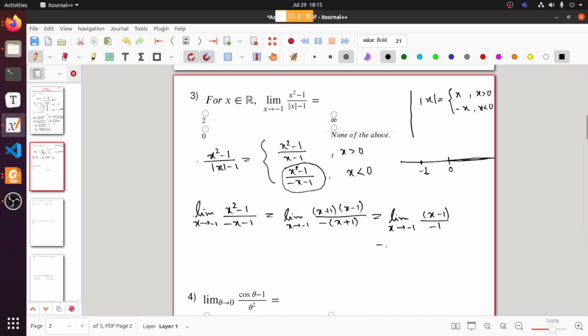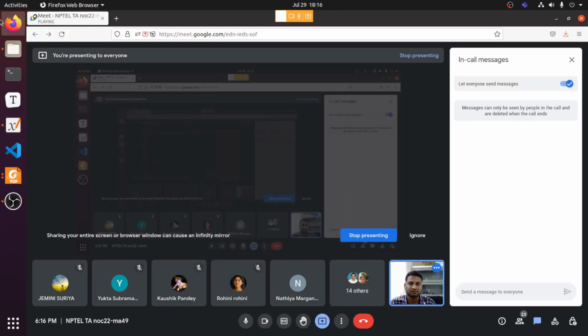Now you can evaluate as x tends to minus 1. So what will be the limit? Then it will be 2, right? So the answer will be 2. Is it fine for everyone? Anyone have any doubt?